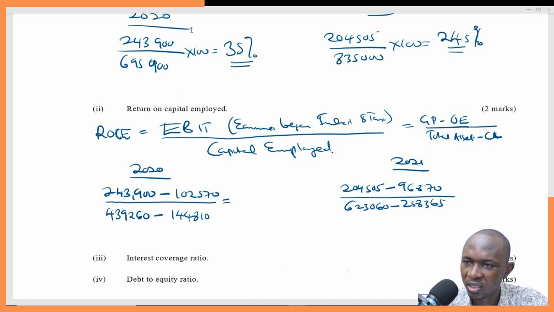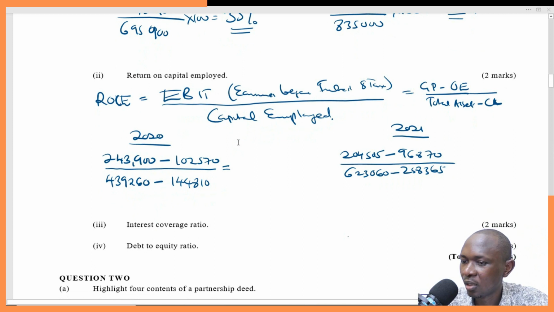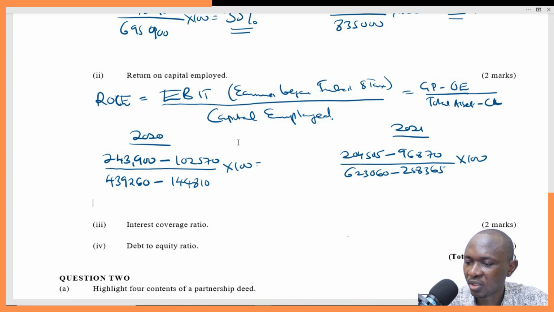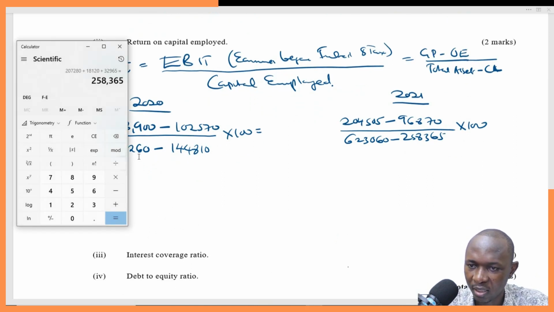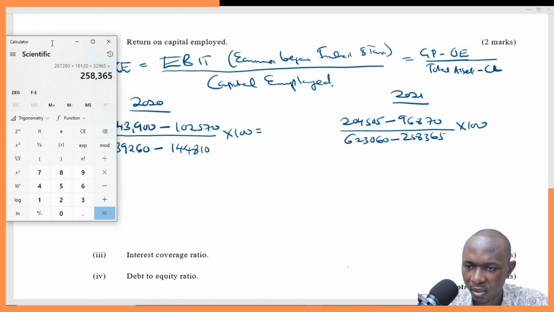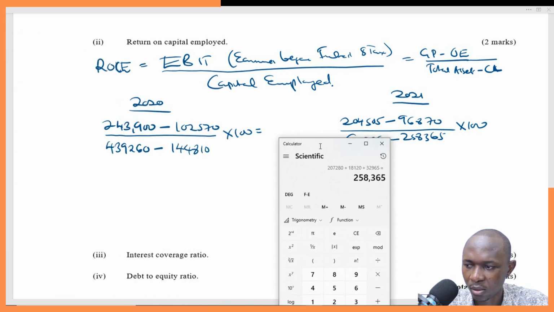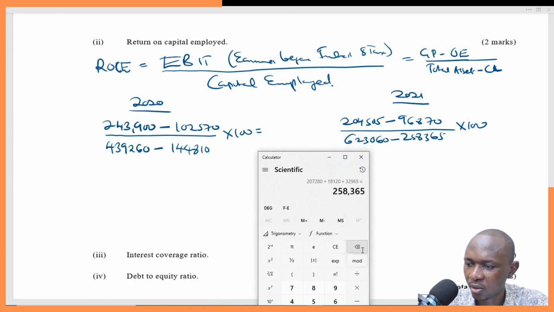So before we forget, ROCE is normally expressed as a percentage. So whatever figure we are going to get, we will multiply by 100. Most of the profitability ratios are expressed as a percentage, so this one is not an exception. Let's get the workings here.